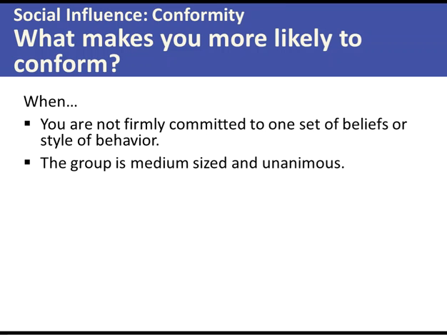The other reason is the group is medium sized and unanimous. So the group is not particularly large or particularly small. It's a medium sized group, and there's no individual who's giving a contrary view. There's no model of someone who's nonconforming. Everyone seems to be saying the same stuff. So with a medium-sized group, and everyone seems to be agreeing with everyone else, people are going to be more likely to conform in that particular situation.